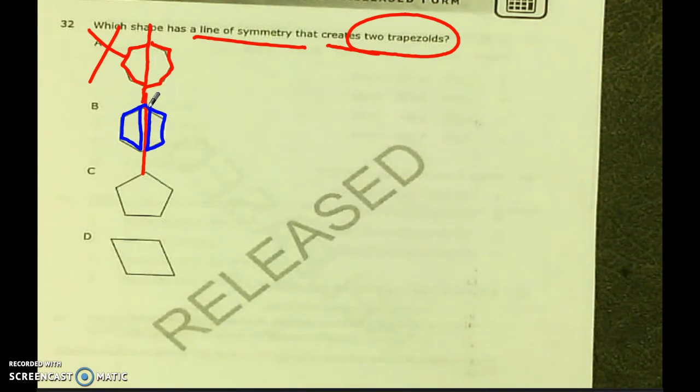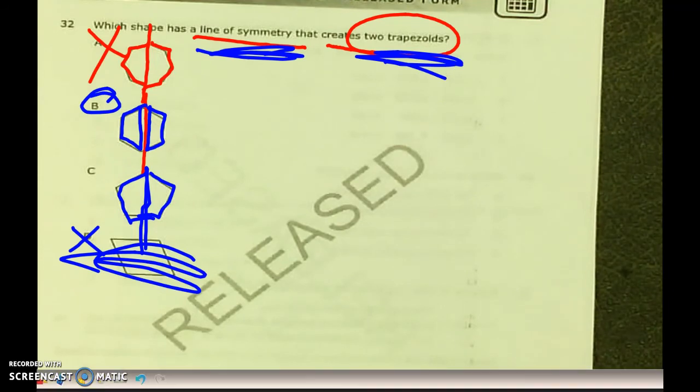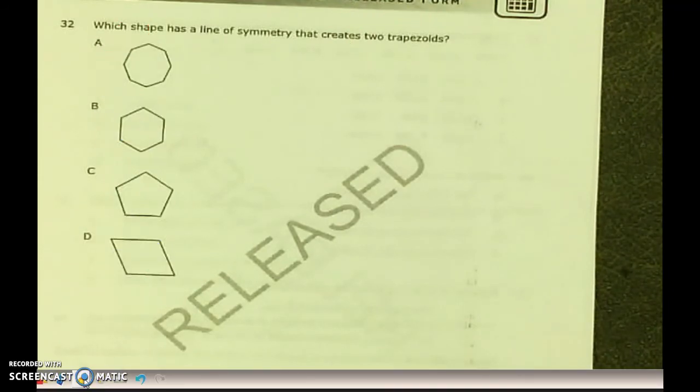Let me check the rest of them. If I cut this one, no, that's certainly not a trapezoid, and that's not a trapezoid. And actually, this doesn't have any lines of symmetry. So that doesn't have any lines. So the only logical choice would be B. Again, they gave you that skill of symmetry and your shape in one skill. You've got to be careful with that. All right, 33.